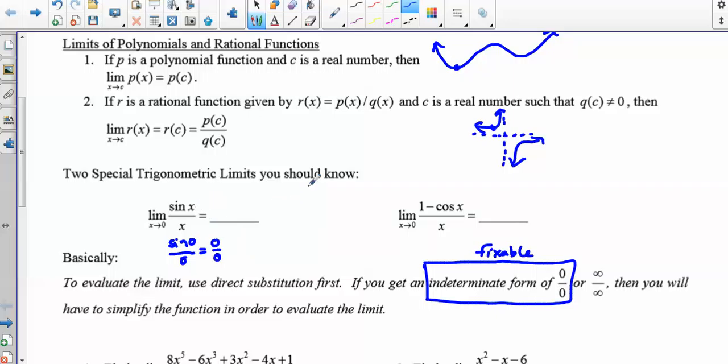But for these two special trig limits, we're going to ask you to memorize them, because without a calculator, they're very difficult to find out. So if we do have a calculator, we can take a look at sine x over x and see, as x approaches 0, what y value are we approaching? And while we're at it, we'll also look at 1 minus cosine x over x, because 1 minus cosine of 0 is 1, so this would also give me 1 minus 1, which is 0 over 0. So both of these trig limits are going to be the indeterminate form, and we need to find our limit in another way. So I'm going to look at the graphs.